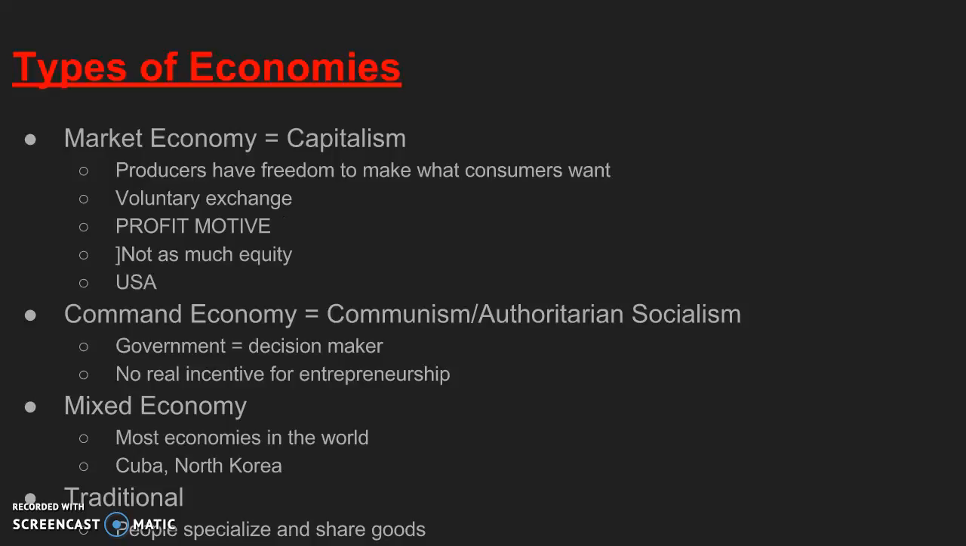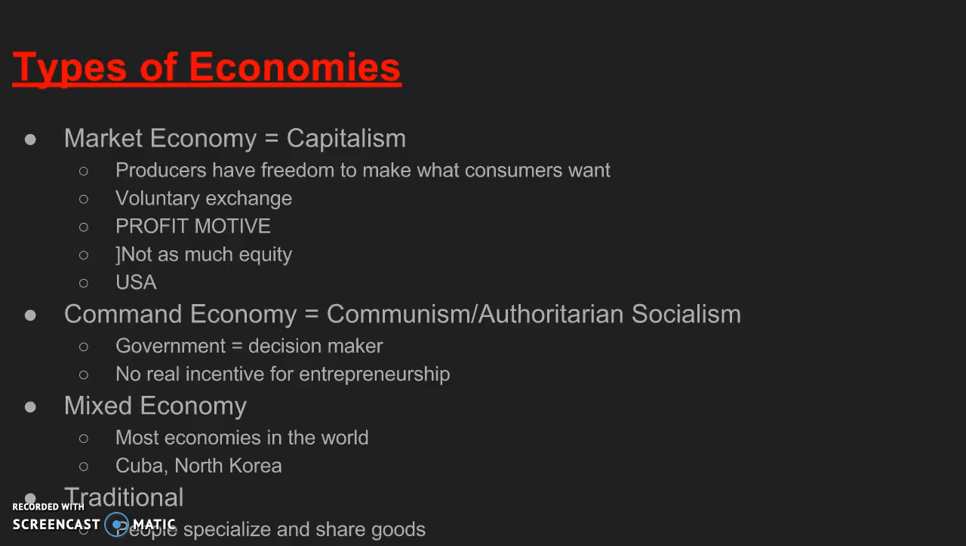Now, in a market economy, producers are free to make what consumers want. So if you are Nike, I like to use that example, you're going to make shoes based on what people want. You have that freedom. The government is not telling you, all right, Nike, you can't make Flyknit versions, you have to make the regular version. Nike is free to make whatever kind of product they want, use Dri-FIT material, use Flyknit material, whatever it is. They have the freedom to make what they think consumers want.